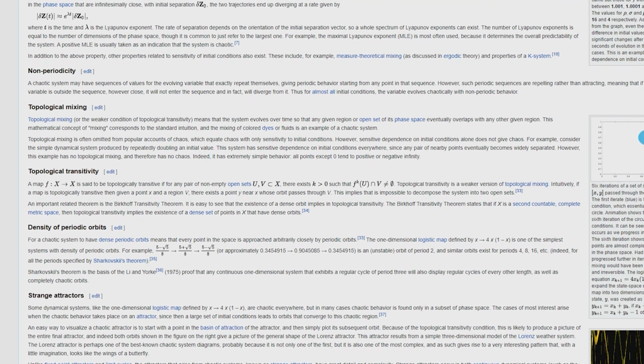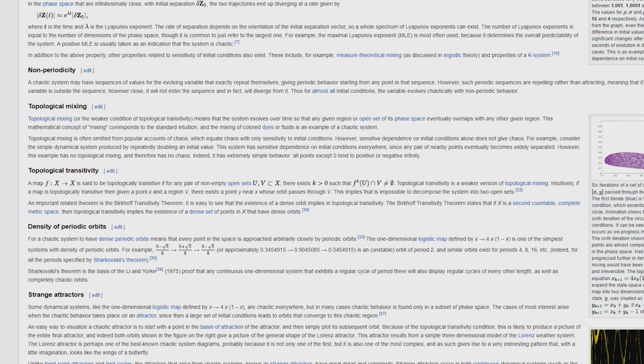Topological transitivity. A map f(x) = 2x is said to be topologically transitive if for any pair of non-empty open sets U, V ⊂ X, there exists k > 0 such that f^k(U) ∩ V ≠ ∅. Topological transitivity is a weaker version of topological mixing. Intuitively, if a map is topologically transitive, then given a point x and a region V, there exists a point y near x whose orbit passes through V. This implies that it is impossible to decompose the system into two open sets.